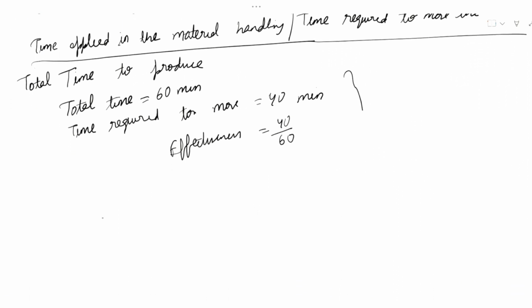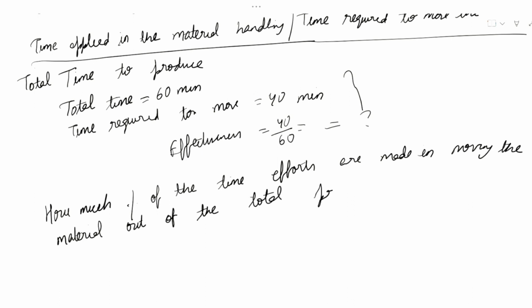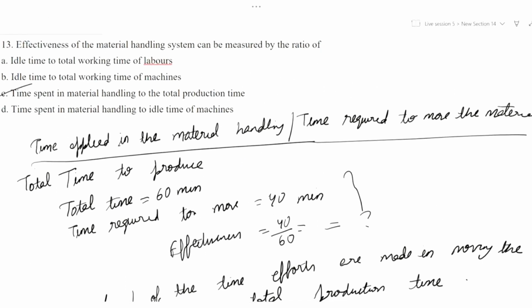That means how much percentage of the time efforts are made in moving the material out of the total production time. Okay, this is about the effectiveness. Now the next question.